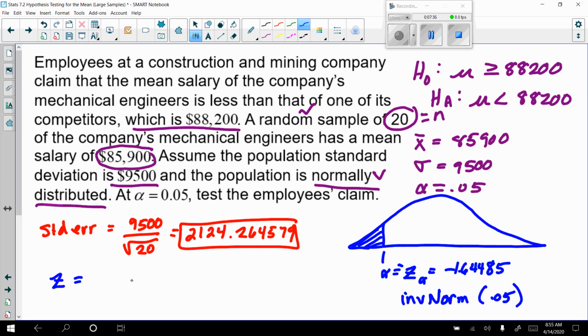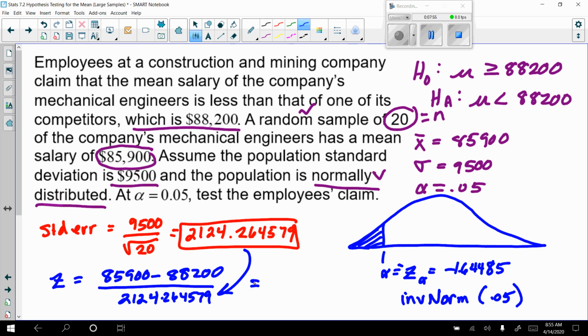So we have to see what our z-score is, which is equal to our sample mean, 85,900, minus population mean, 88,200, divided by our standard error, 2124.264579, which gives us a z-score of negative 1.082727.